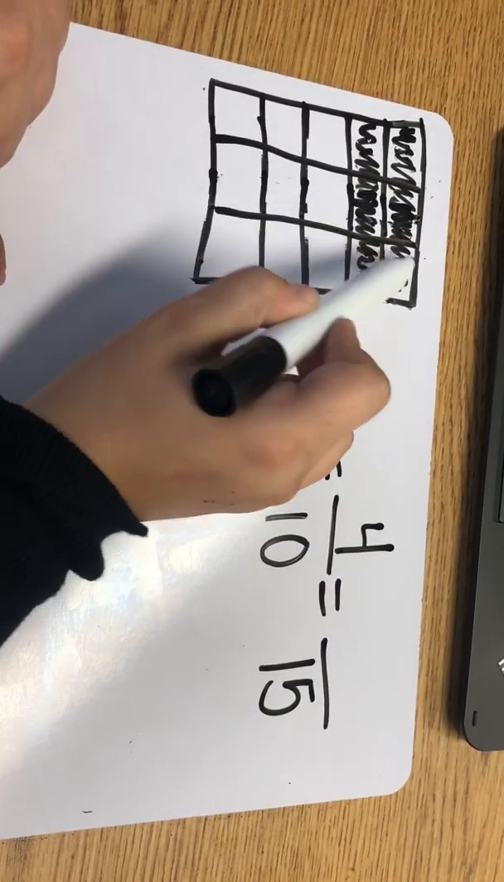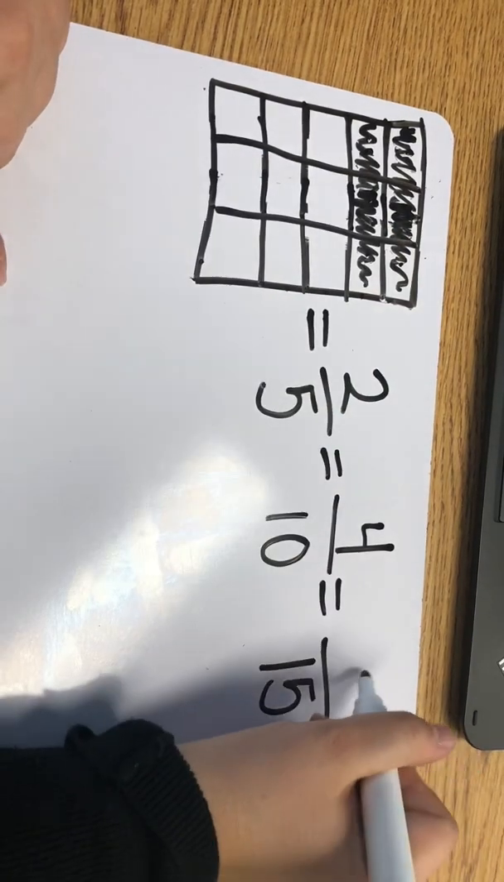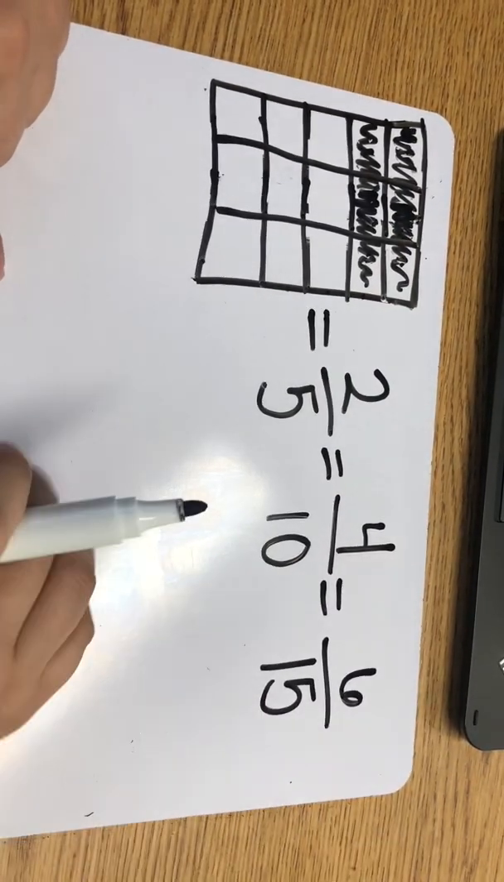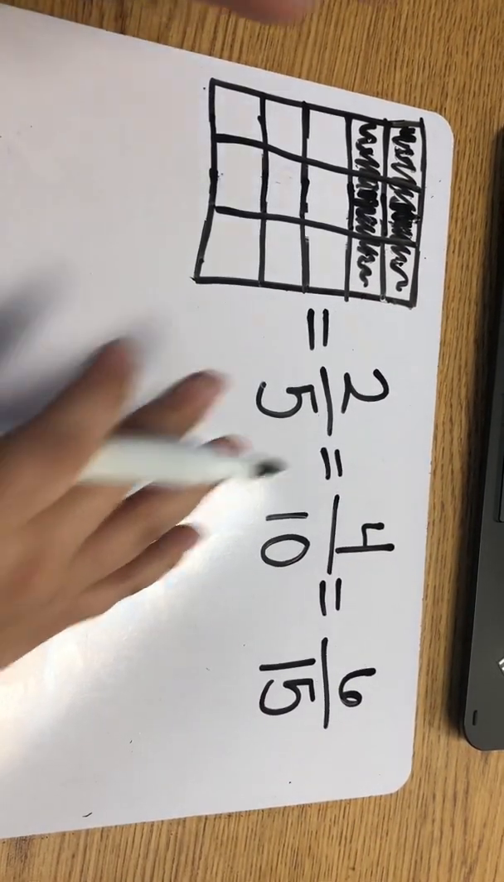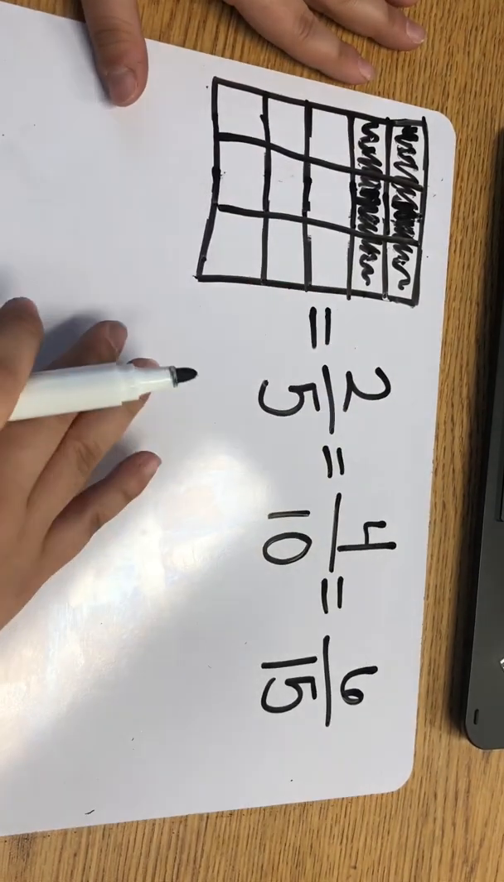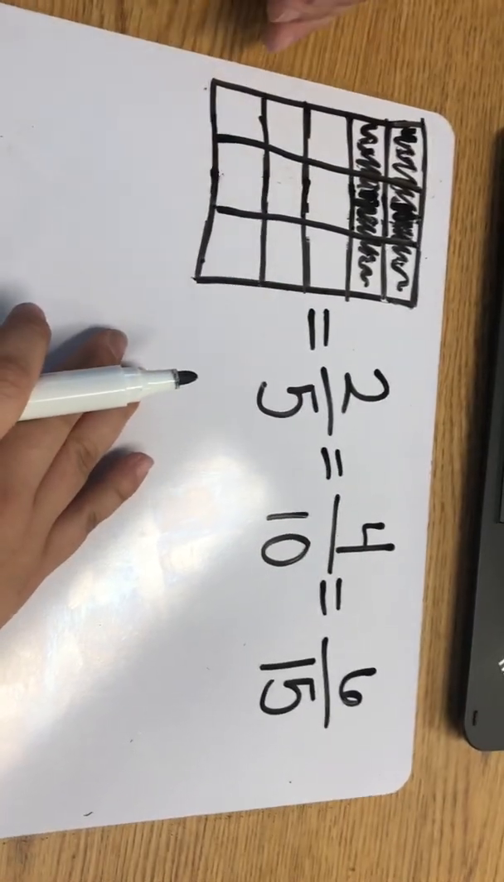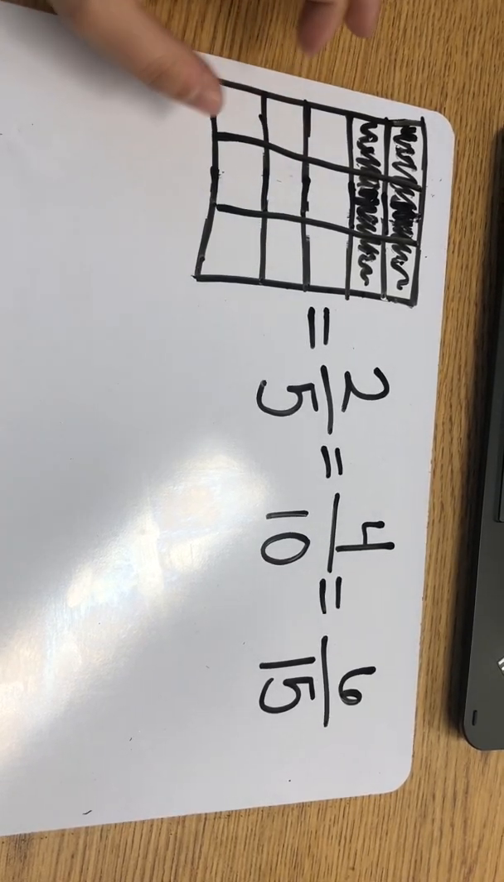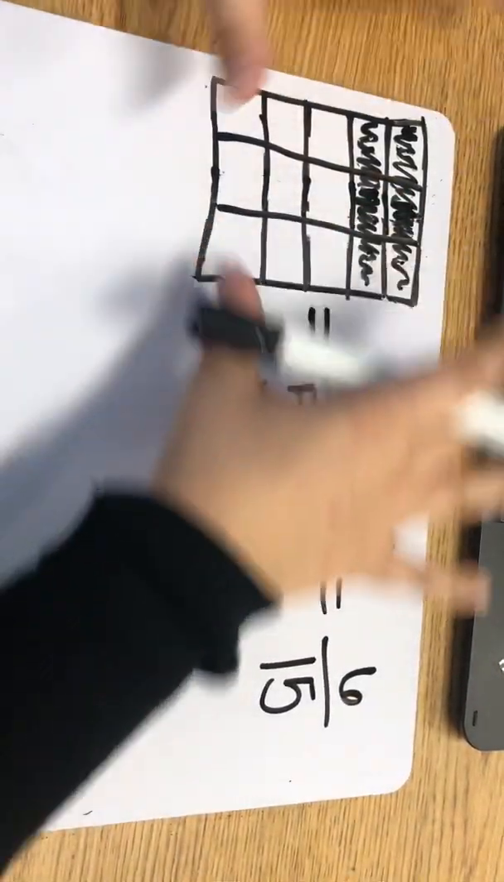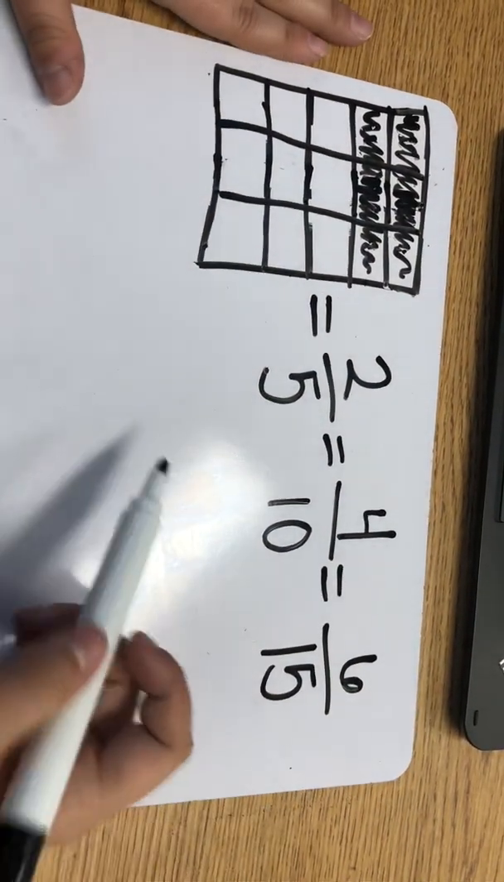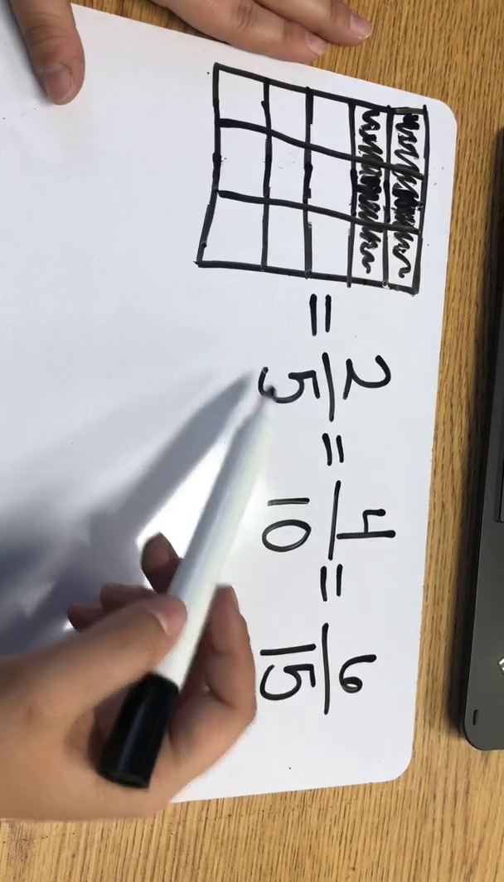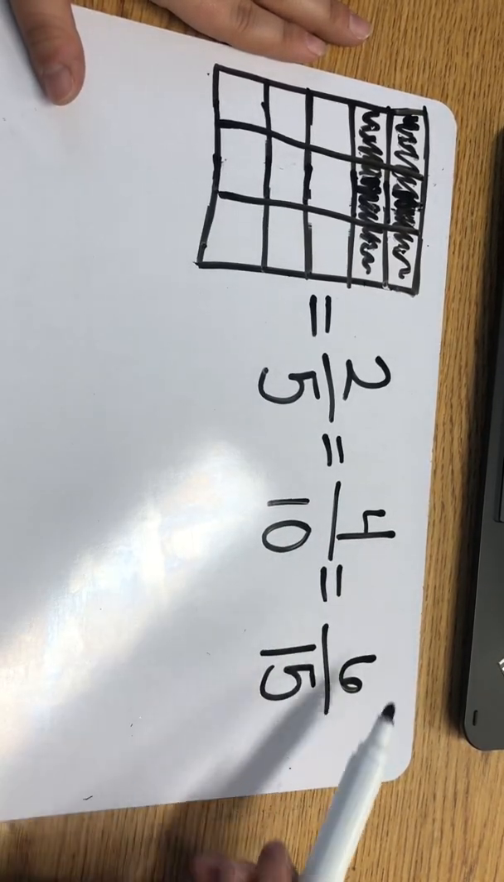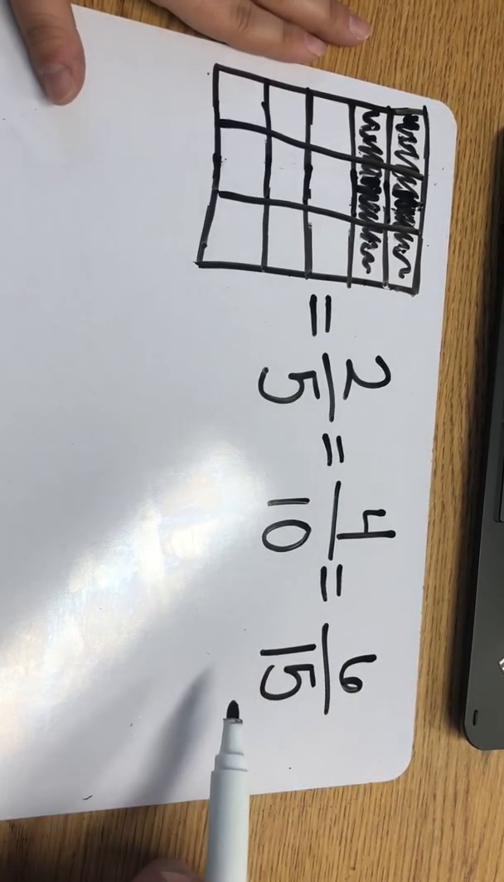But 1, 2, 3, 4, 5, 6 pieces colored in. Because the size of what I'm working with right here isn't changing and I'm just cutting it up into smaller pieces, I can see that the pieces are getting smaller, but my total is staying the same. So that tells me that 2/5 is not only equal to 4/10, but it's also equal to 6/15. Okay?